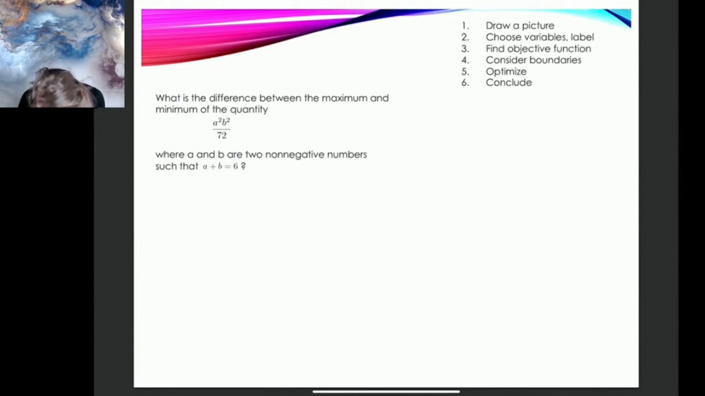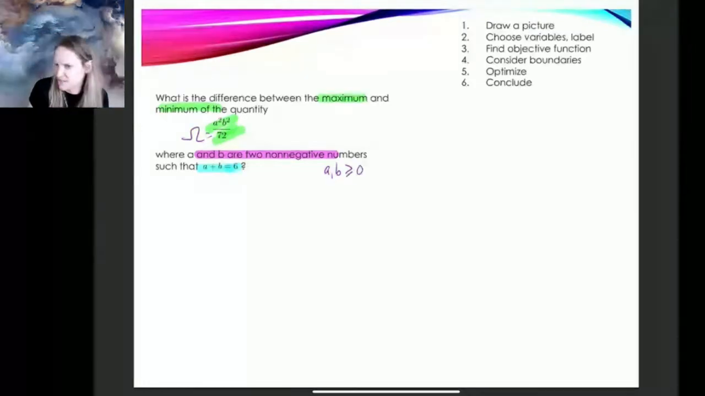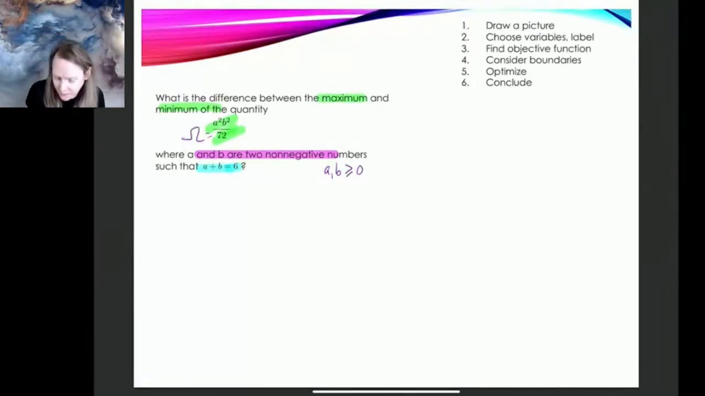So we need the maximum and minimum of that quantity right there. That's my omega. My objective is to find the maximum and minimum values of that function and take the difference of them. There's a constraint that a plus b is 6. And furthermore, there is a domain restriction: a and b are two non-negative numbers, so a, b is bigger than or equal to 0. We're not going to consider negative values for those two things.